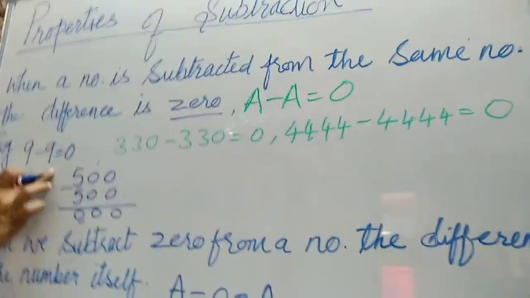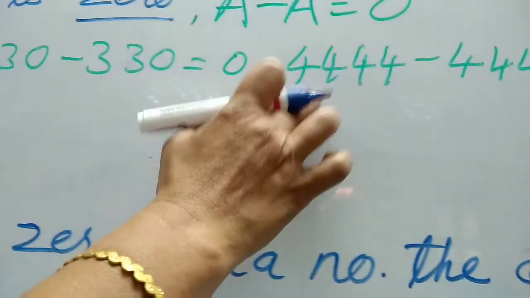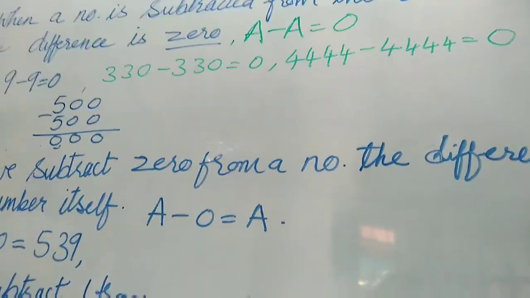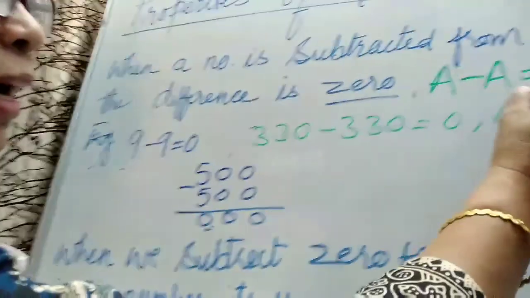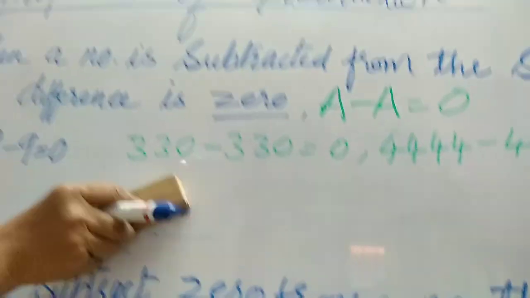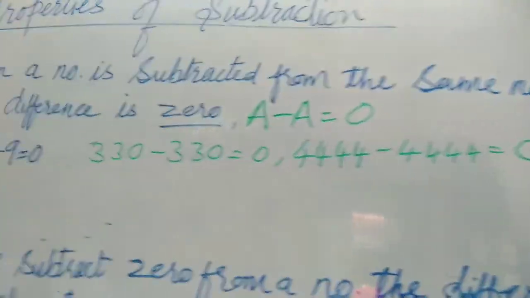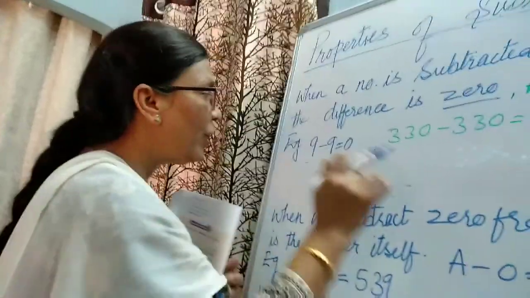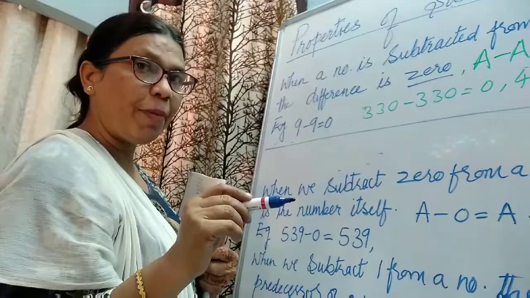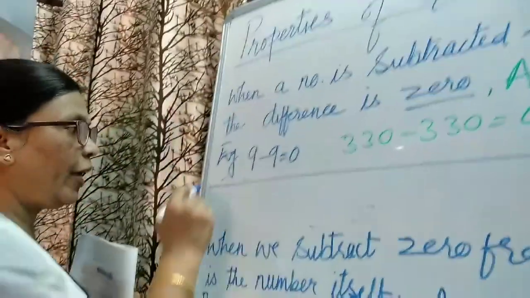Now let's see here. 9 minus 9, 0. 330 minus 330, 0. 4,444 minus 4,444, 0. Any number you take, any number minus the same number, you will get 0. So what is the property here? When the same number is subtracted from a number, you will get 0. So this is the first property.